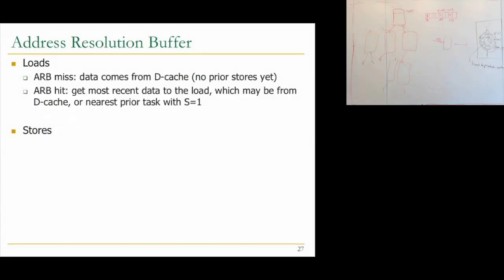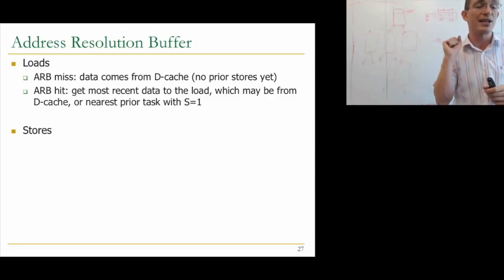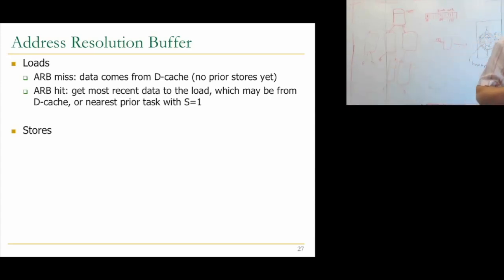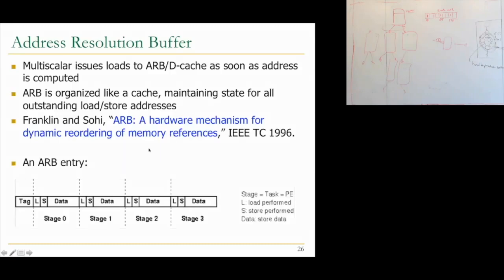Basically, when you do loads, let's say you miss in the ARB, the address resolution buffer. When any processor does a load, if it misses in the ARB, data comes from the data cache, because you have not seen any prior stores yet. And if there's an ARB hit, the processor gets the most recent data for the load, which may be from the data cache or the nearest prior task with speculative bits set to 1. So the load can get the data value from the nearest prior task, right?